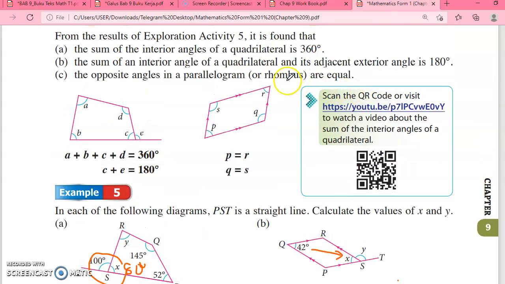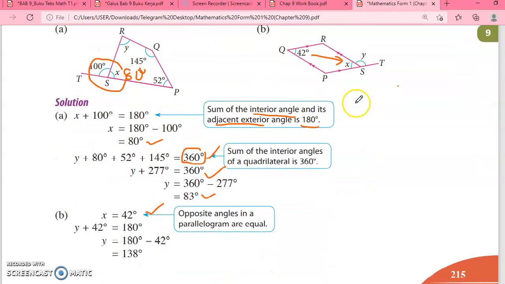After you get x as 42, x and y are together. They are the interior angle and adjacent exterior angle, which sum to 180. So y plus 42 equal to 180. To find y, you minus 42. 180 minus 42, you get 138.